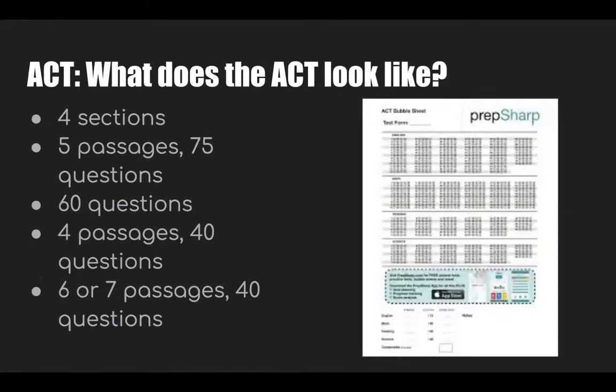So what does the ACT look like? There are 4 sections, and those sections are English, mathematics, reading, and science in that order. The first section, English, has 5 passages and 75 questions. So you can do the math and figure out 15 questions for a passage. The second section is mathematics and has 60 questions. And the third section is reading, 4 passages, 40 questions, so 10 questions for a passage. And then the science, there are 6 or 7 passages. It depends on which test you're taking, but there are always 40 questions. So it'll be averaged out between the passages.